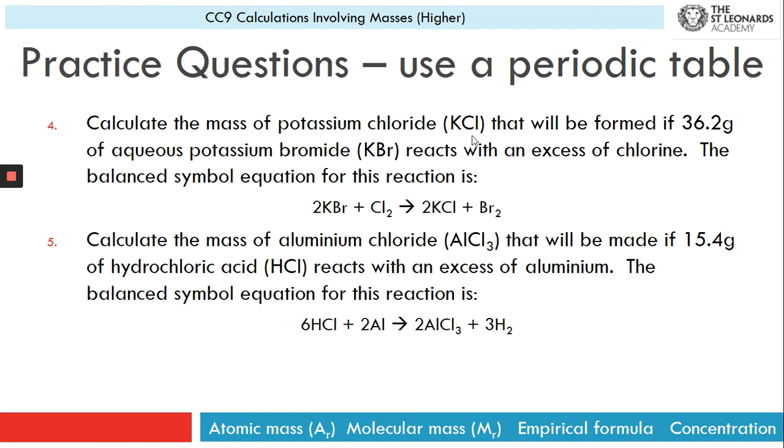Okay, next questions. Calculate the mass of potassium chloride that will be formed if 36.2 grams of aqueous potassium bromide reacts with an excess of chlorine. The balanced symbol equation for this reaction is 2 potassium bromide plus chlorine gives us 2 potassium chloride plus bromine. Okay, just if you aren't aware, aqueous means that the potassium bromide is in solution.